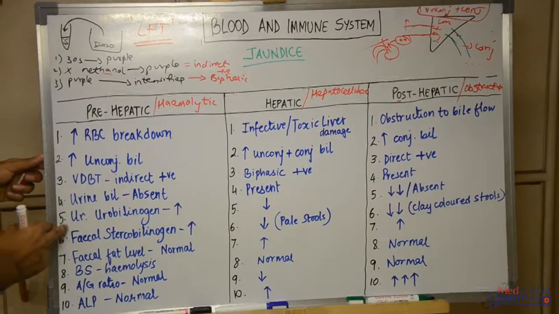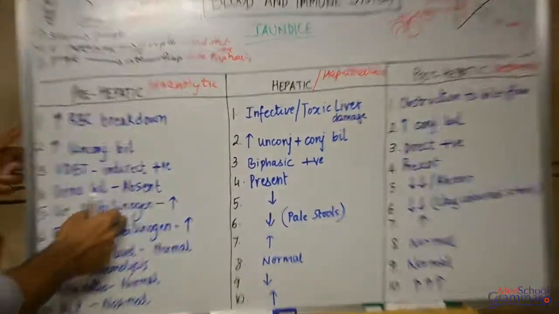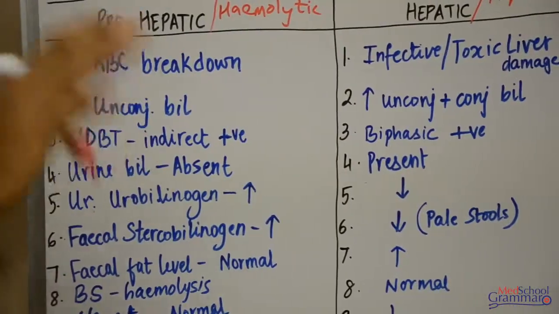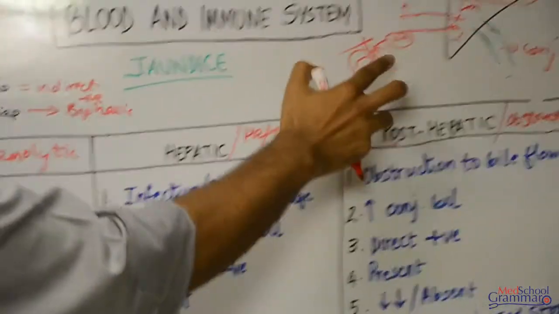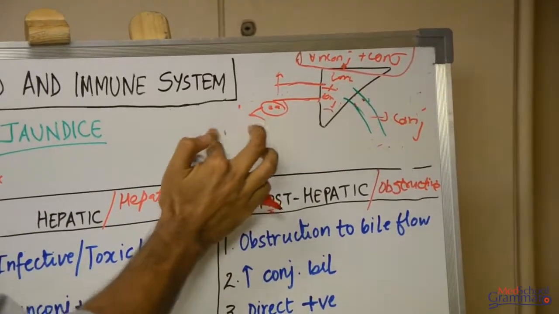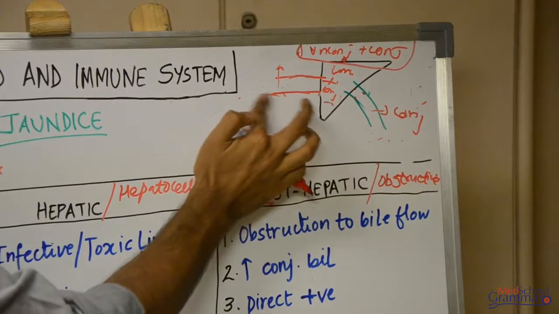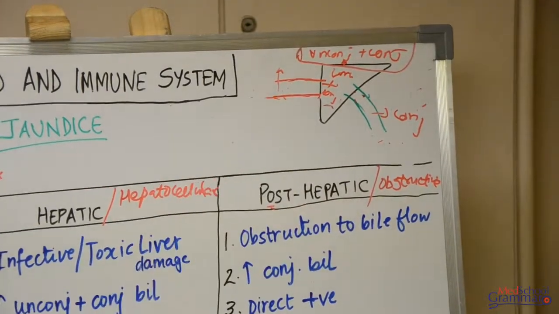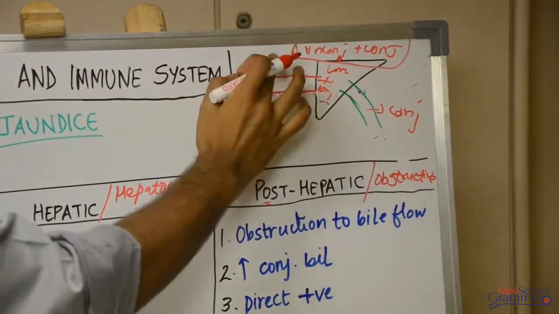Moving on to the fifth point, we say that the urine urobilinogen is increased. Now what does this mean? Again, this diagram explains everything. All the points mentioned here except for the Vandenberg test will be explained by this diagram. Also the Vandenberg test, if you remember the conjugated and unconjugated part.